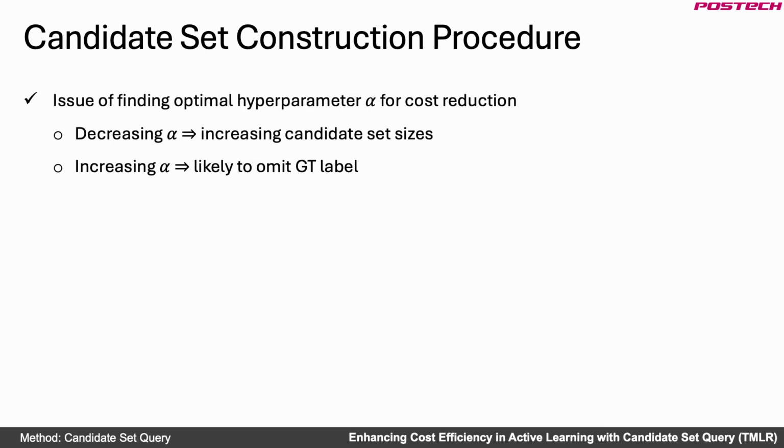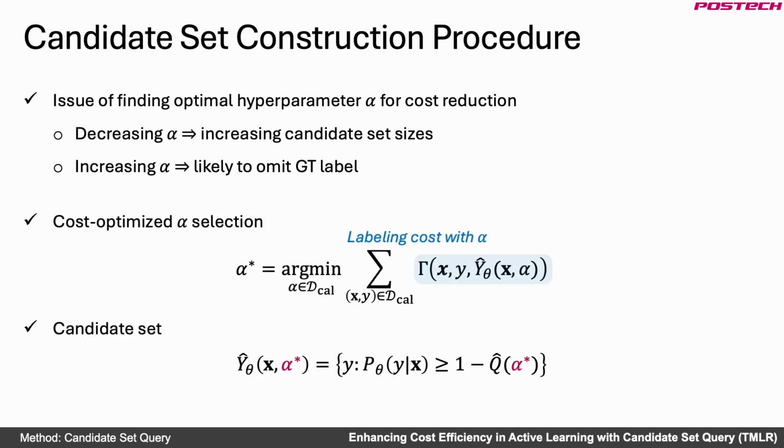The challenge is selecting alpha, which is a hyperparameter. A smaller alpha increases candidate set size, while a larger one risks excluding the ground truth. We resolve this by optimizing alpha to minimize annotation cost on the calibration set. This is achievable because all samples in the calibration set are associated with labels. In practice, this optimization is implemented with a simple grid search, yet it significantly reduces costs compared to manually chosen values.